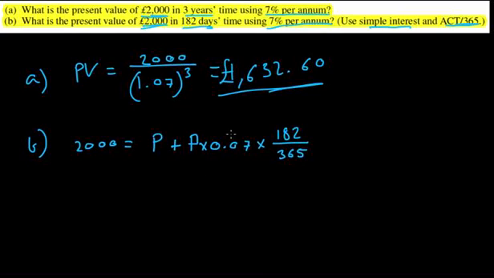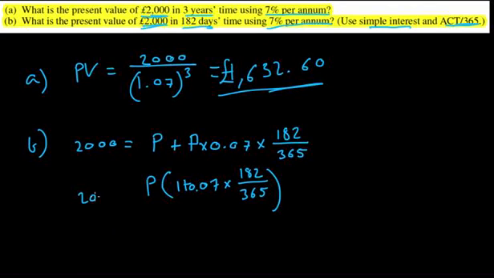And so we can factor out this P over here, and so it's going to be P times (1 plus 0.07 multiplied by 182 over 365). And that's what £2,000 is equal to. So it's really 2,000 divided by this bit over here is going to give us our present value. So P will equal, and we can use Excel to figure this one out.